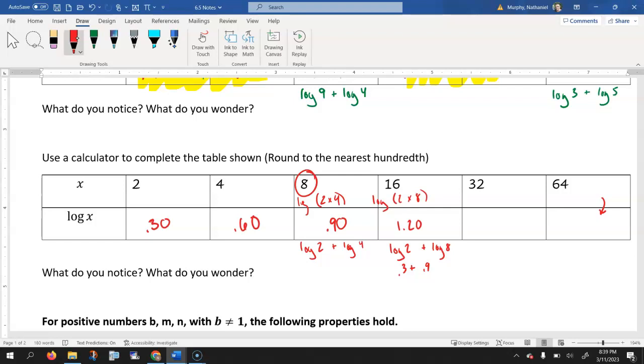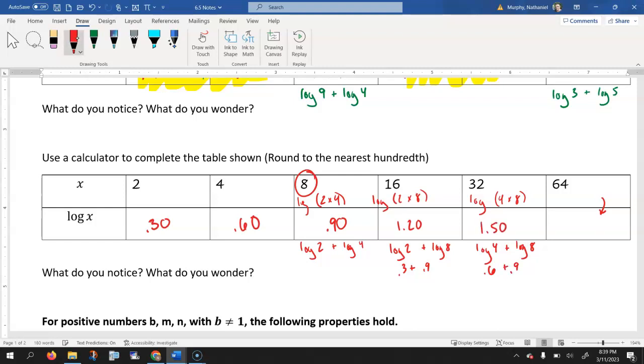So 32 is the same as 4 times 8. What we'd be finding here is the log of 4 times 8. So to figure that out, we would take the log of 4 plus the log of 8. The log of 4 is 0.6. The log of 8 is 0.9. So when you add those together, we get 1.50.